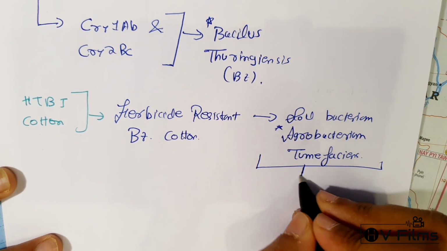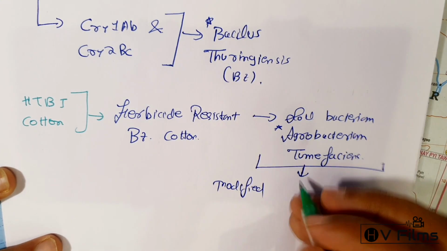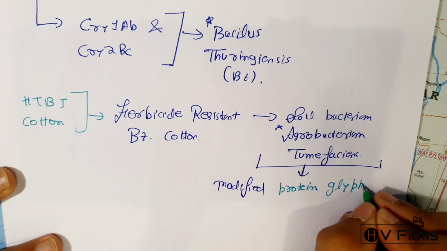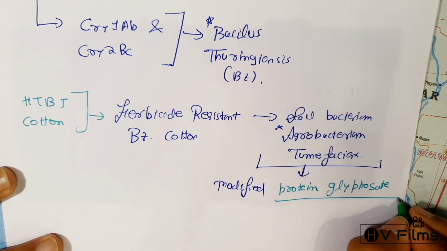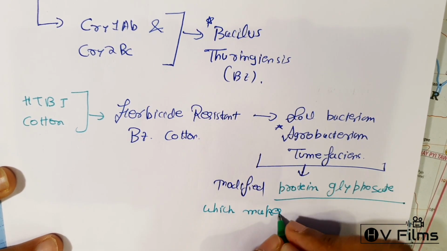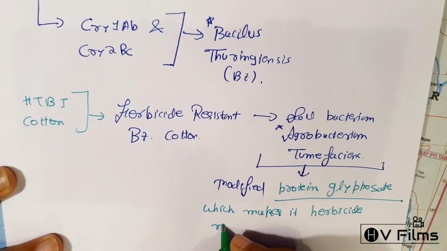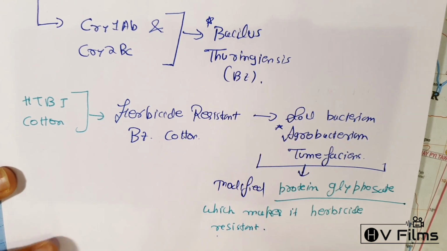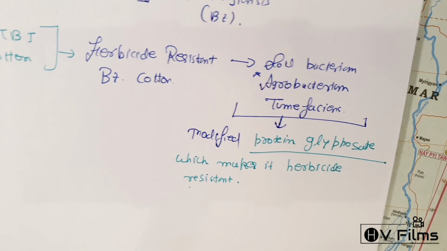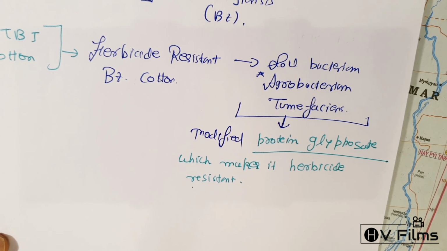Because of this, it produces a modified protein which is called glyphosate. That is important and you should remember it, which makes it herbicide resistant. They can ask in the prelims which protein is responsible in the herbicide resistance and which one was edited. So glyphosate was edited to make it herbicide resistant, and it is actually not allowed to be cultivated in India at present.